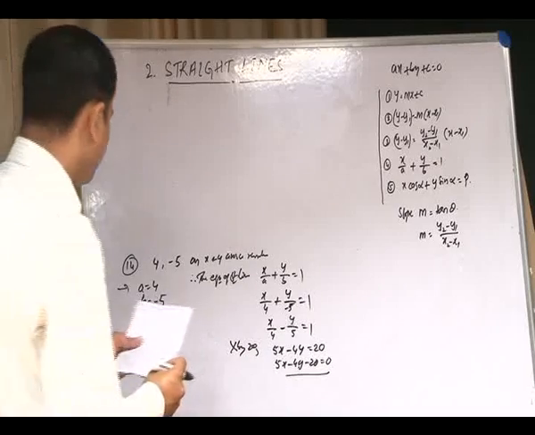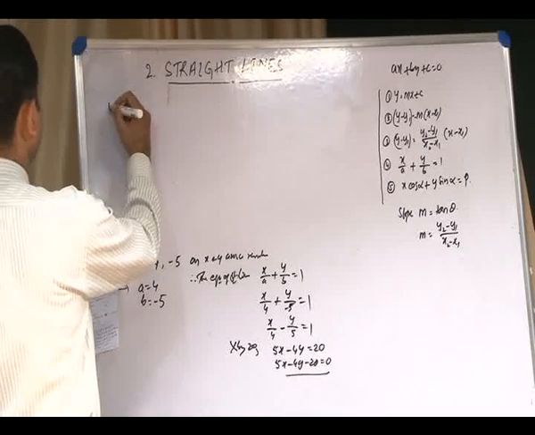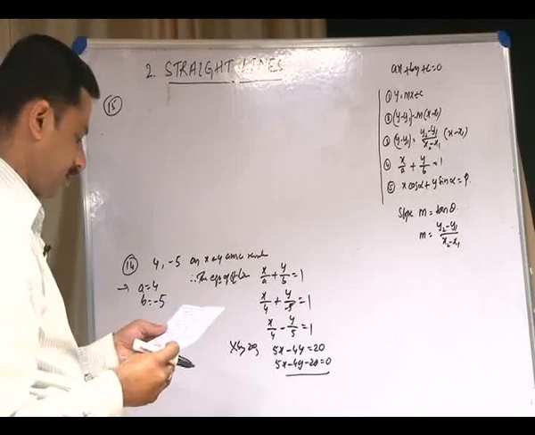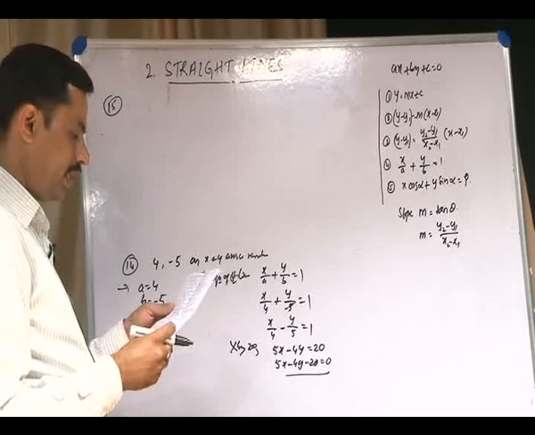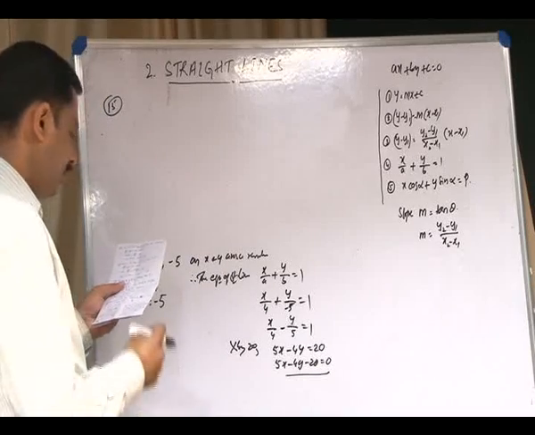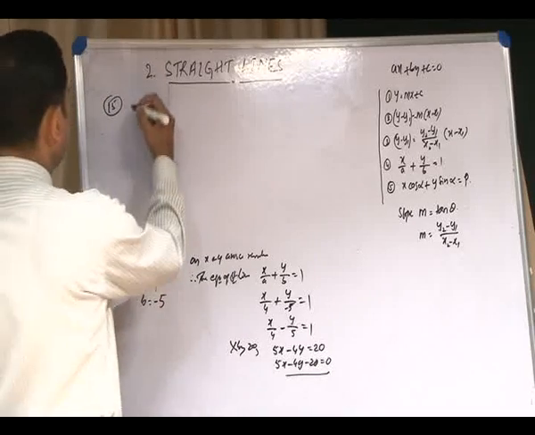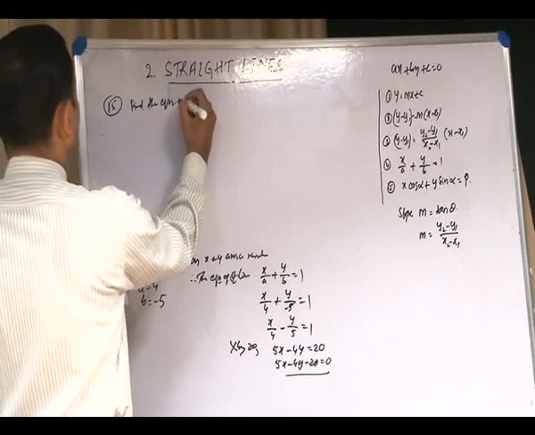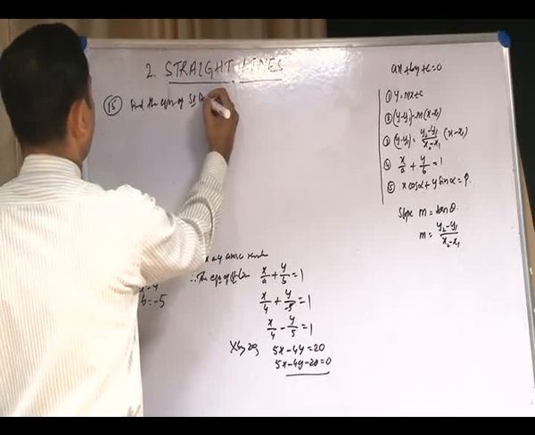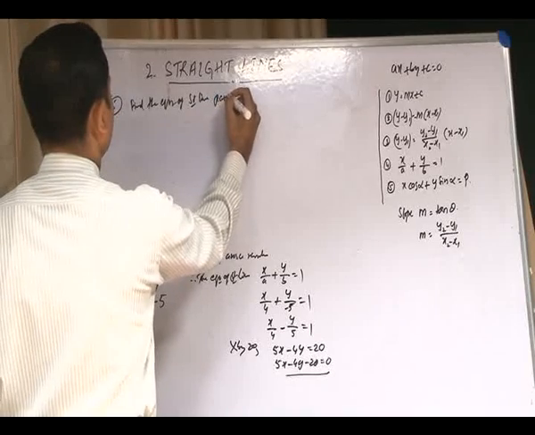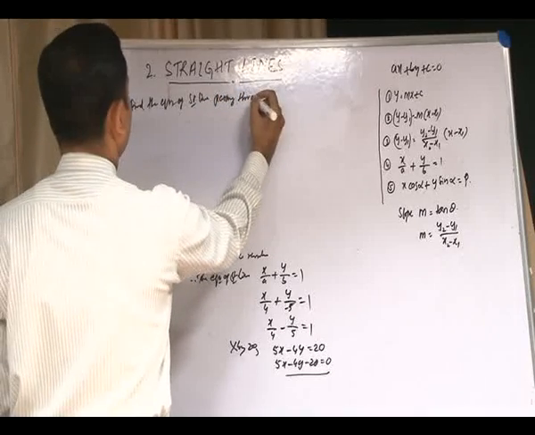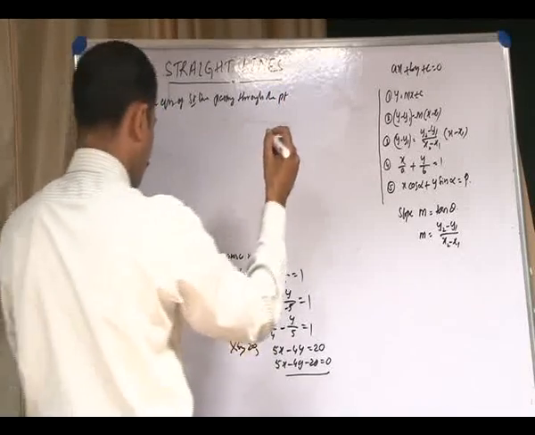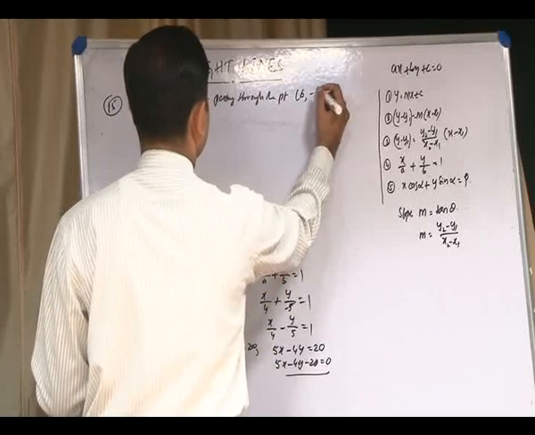Next problem. Find the equation of a straight line passing through the point 6 comma minus 6.